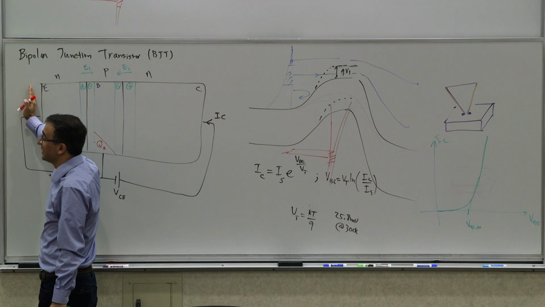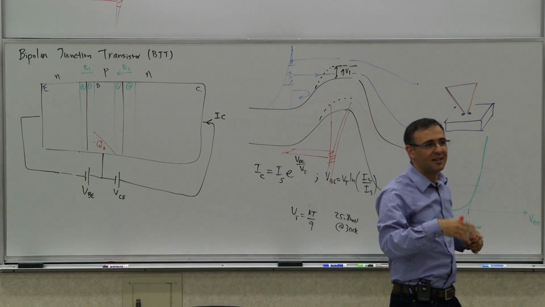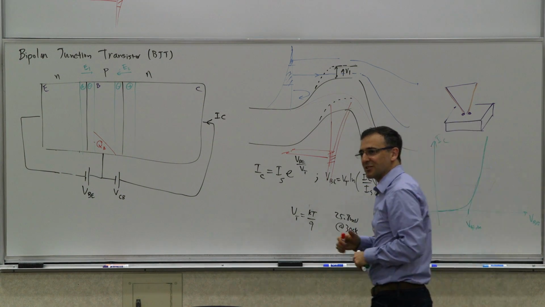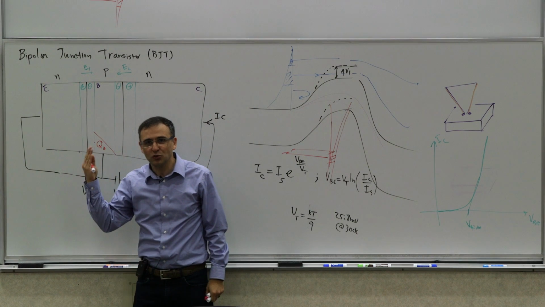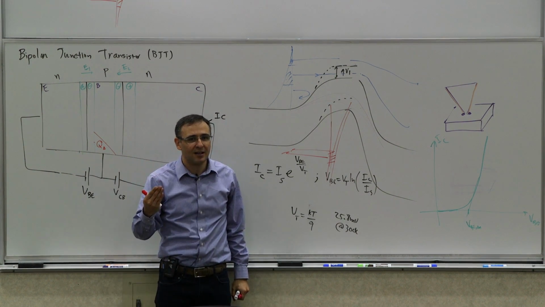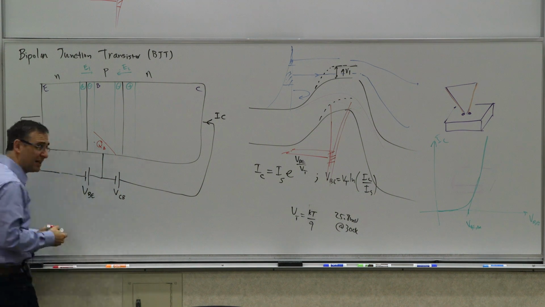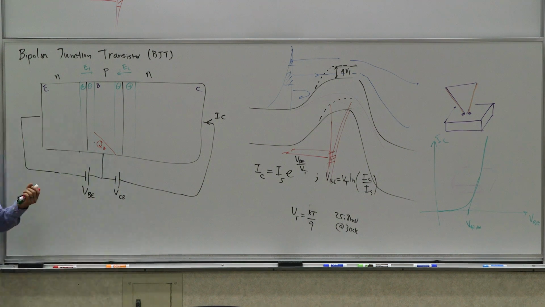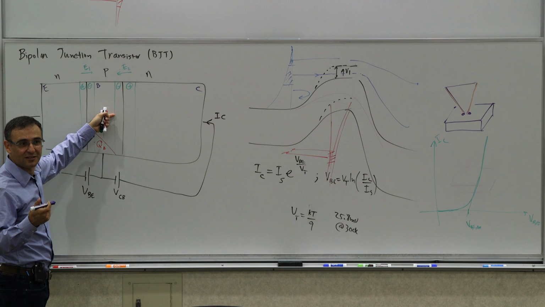Unless you put another P here, which would be an interesting thing to discuss, but that's a separate discussion. If you want to keep it this way, you need to do something about this. There is an efficiency associated with this process. We call it emitter injection efficiency, which should make sense. It's the efficiency of what percentage of these carriers are useful carriers.